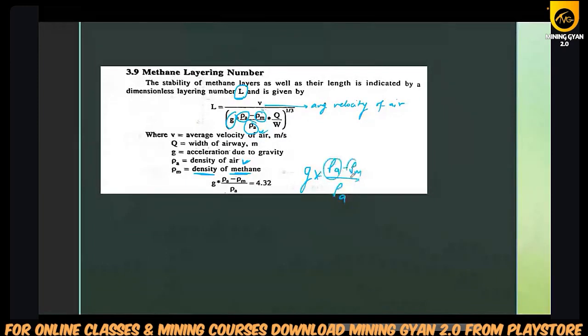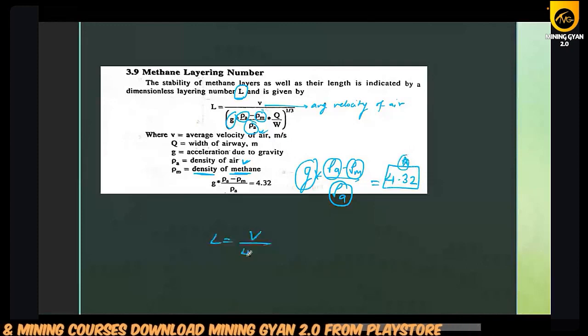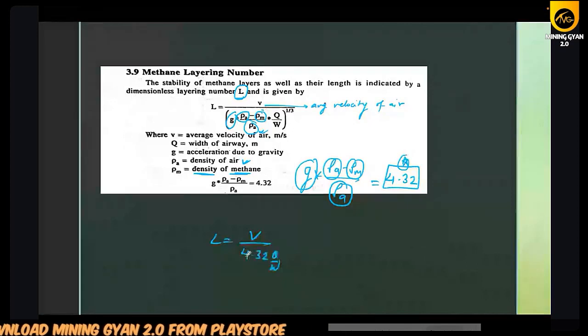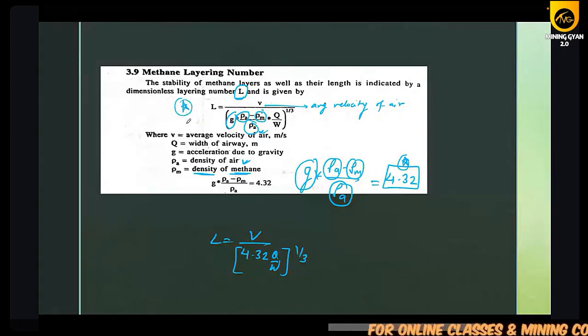So air density, methane density and air density into G. All these values we know, so it will be 4.32. Remember this fact. So if you want to calculate L, it will be V divided by 4.32 into Q by W to the power 1 by 3. Just remember this formula, it will be very helpful for you in the numericals. This is the formula of the methane layer number.